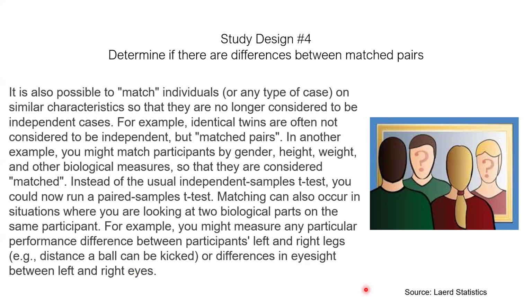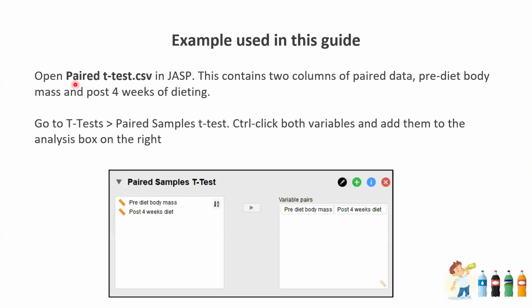Okay. Now let us proceed to run a paired t-test in JASP. Okay. We will need the paired t-test.csv file. Okay. So you need to open it. In a separate video, I'm going to demonstrate how to run a paired t-test in JASP. Okay. Now here, we will proceed with this guide wherein this contains two columns of paired data. So in this particular file, the paired t-test, what you will see will be two columns of paired data, that is pre-diet body mass and post 4 weeks of dieting.